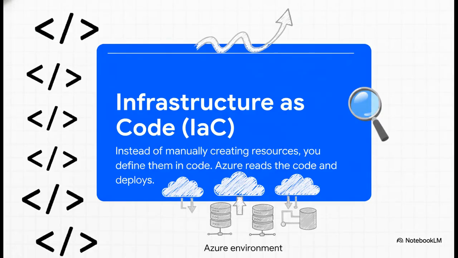So, what's the answer? Well, it's this game-changing idea called infrastructure as code, or IaC. The concept is actually really simple. Instead of clicking around in a portal, you write code. You define everything you need, your servers, your networks, your storage, all in a text file. Then you just hand that file to Azure and it builds everything for you. You are literally coding your infrastructure into existence.